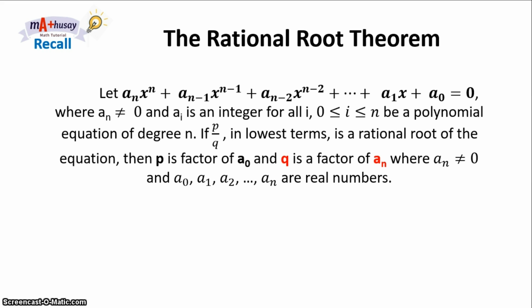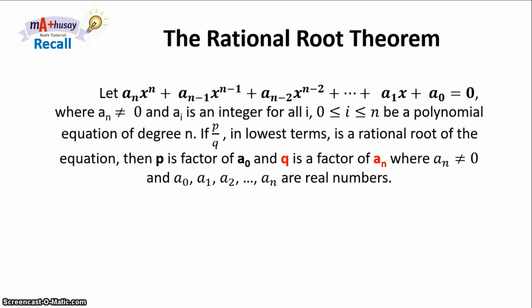Now, if p divided by q in lowest terms is a rational root of the equation, then p is a factor of a sub 0, and q is a factor of a sub n, where a sub n must not be equal to 0, and a sub 0, a sub 1, a sub 2, up to a sub n are real numbers.